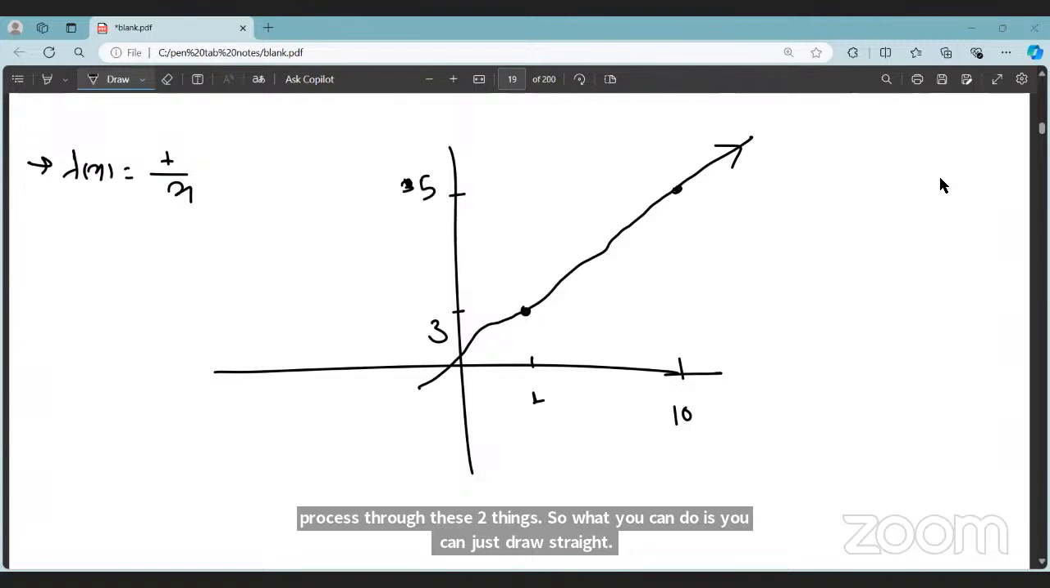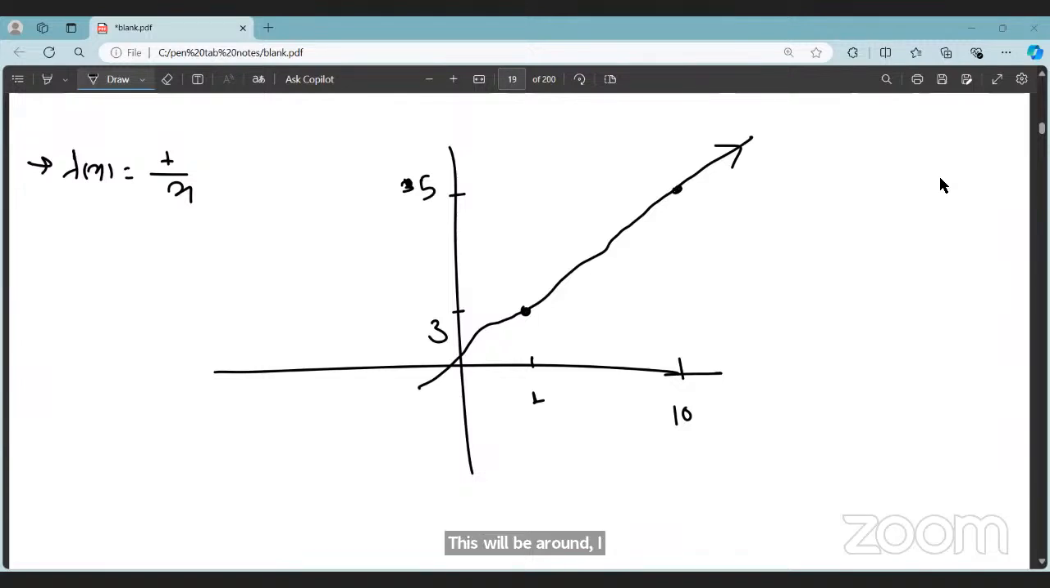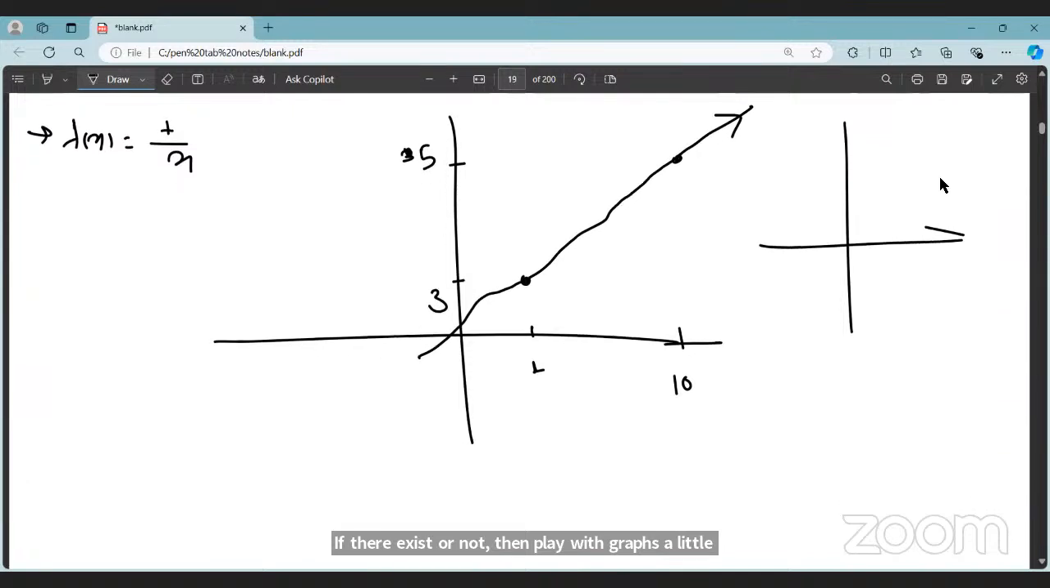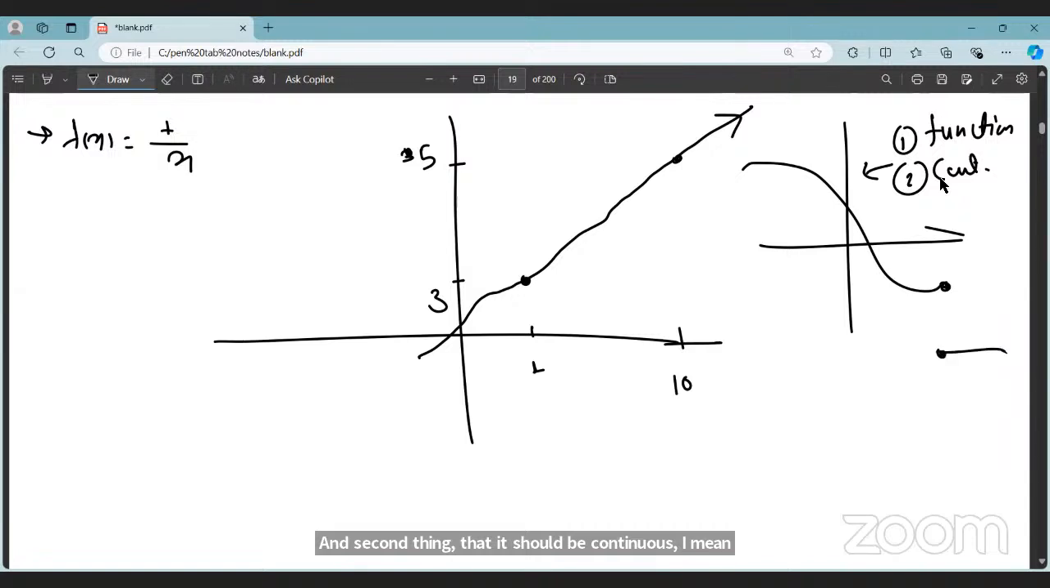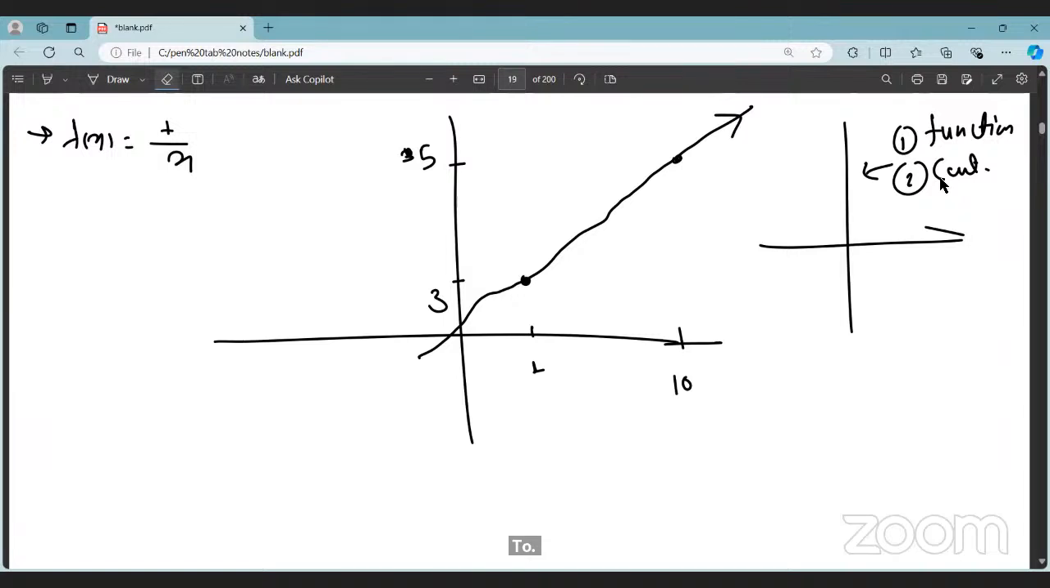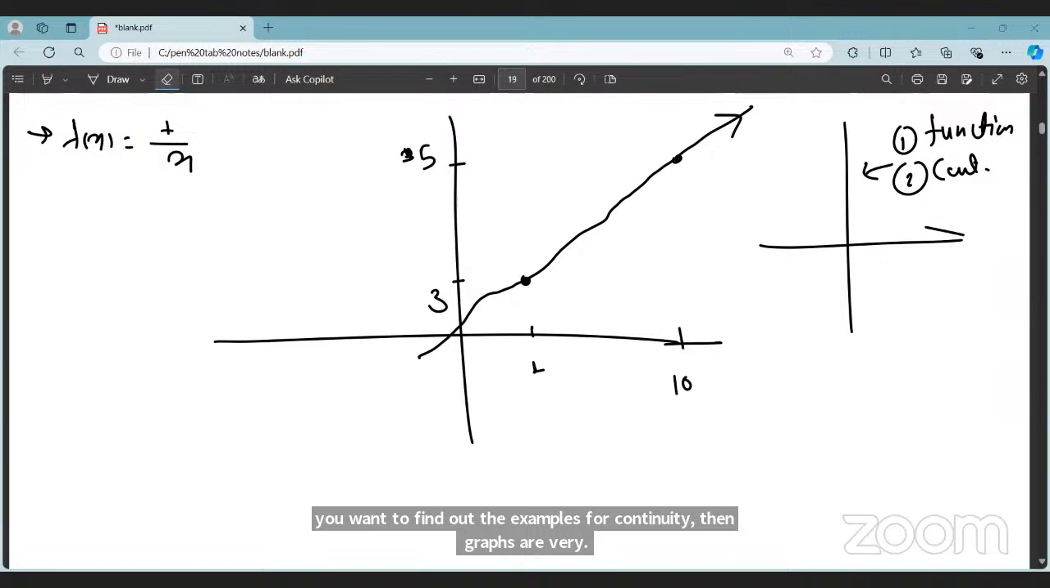Whenever they ask whether an example exists or not, play with graphs a little bit. In continuity, the first thing to notice is that the graph should be a function, meaning it should pass the vertical line test. And the second thing is that it should be continuous, meaning there should not be any breaks. Such a thing you can't do. So if you want to find examples for continuity, graphs are very convenient. Okay, so is this question fine?